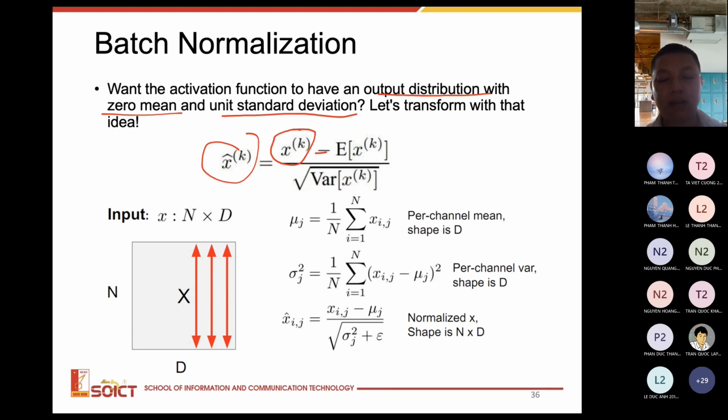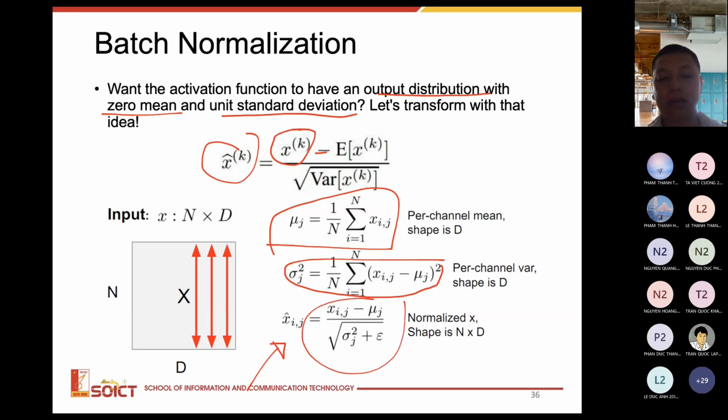So this is just an example of calculating batch normalization for the input data. You have the input data with the following dimensions. We can calculate the mean per channel, right? And then the per channel variance, and then we can normalize it. Right? And after the normalization, the shape of the data is the same as the input dimension.